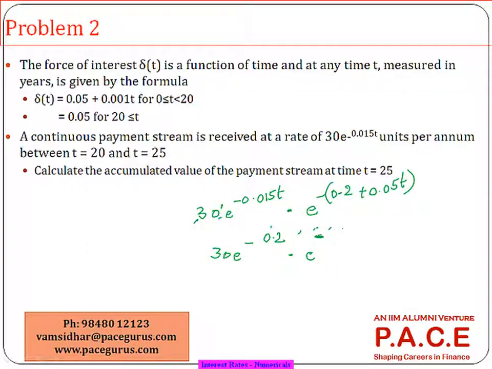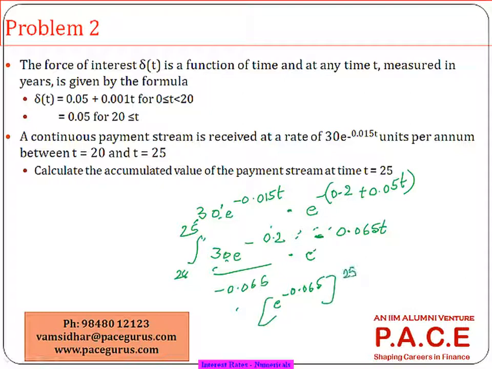So this is working out to minus 0.065t. Am I right? Yes, this is working out to minus 0.065t, and this entire thing has to be integrated between 20 to 25. So I can very well say minus 0.065t by minus 0.065. I'll take this part outside and integrate this between 25 to 20. Okay, so we can find out the values.